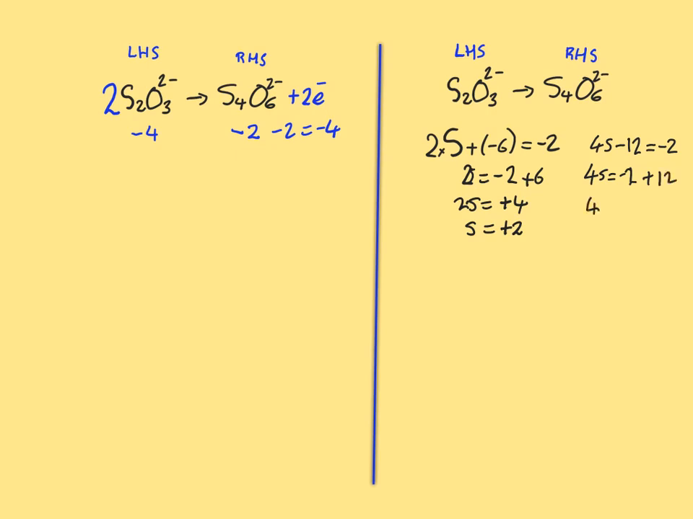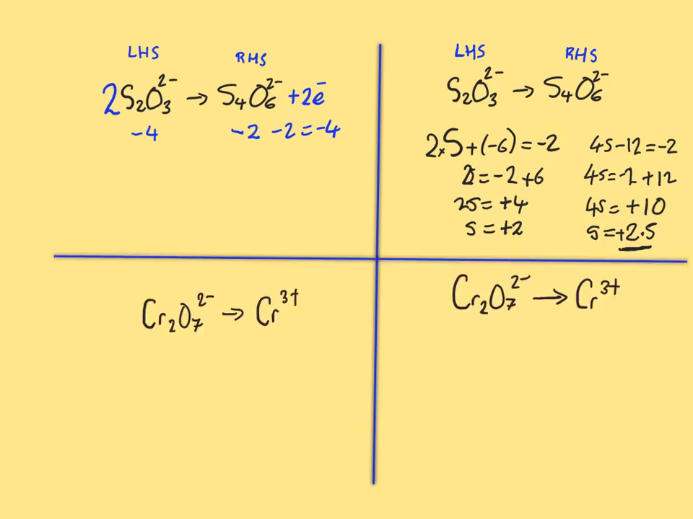4 lots of sulfur now equals plus 10. And here, if we divide 10 by 4, sulfur has got an oxidation state of 2.5. That's really strange. So this sometimes happens where the oxidation state rule doesn't apply. Let's try another half equation.